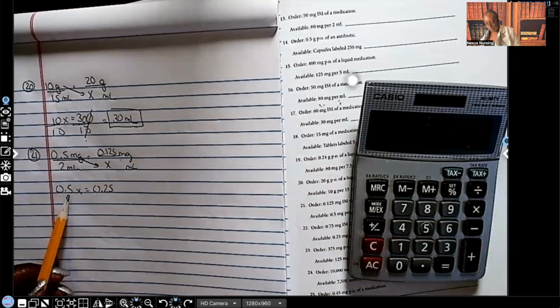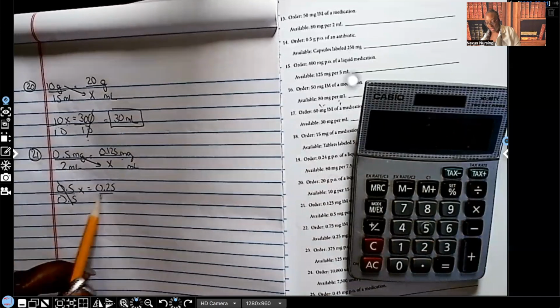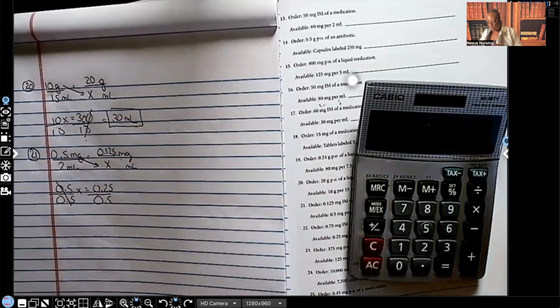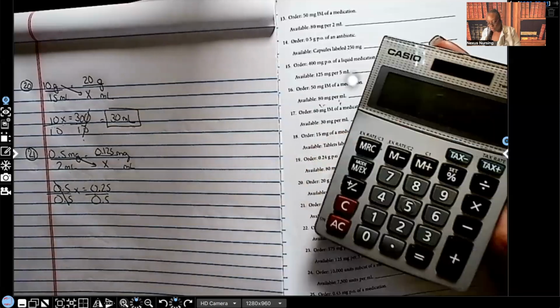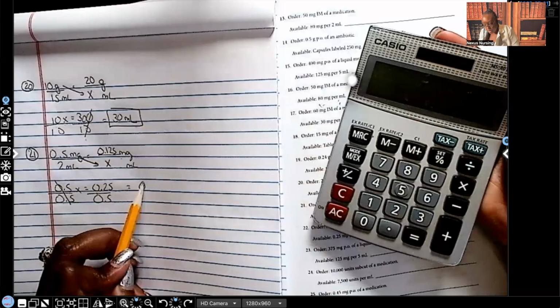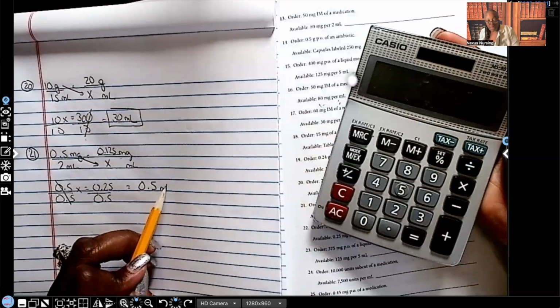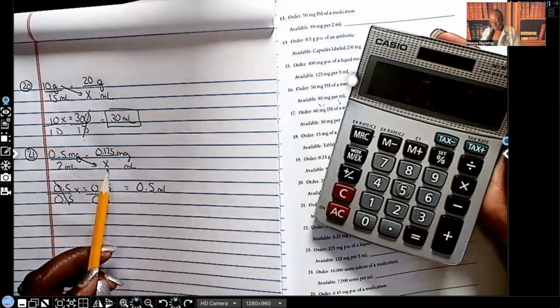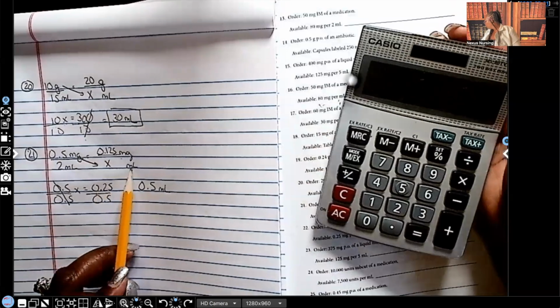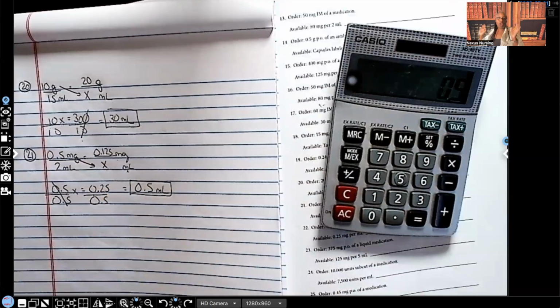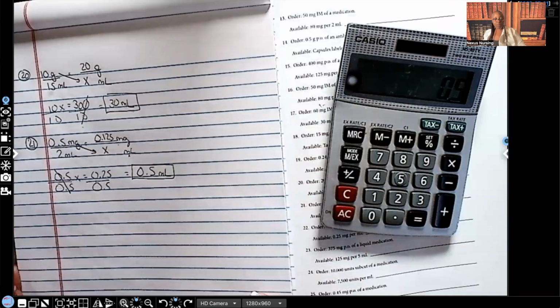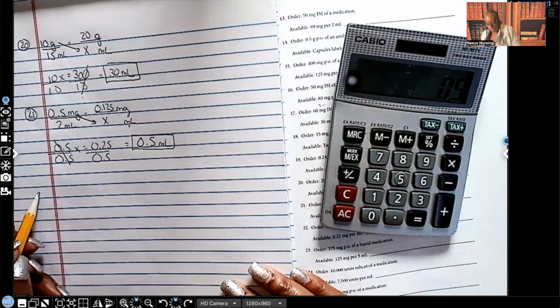I have to get X by itself, divide both sides by 0.5. So 0.25 divided by 0.5, that should give us 0.5. 0.5 what? mLs. Because remember, we're solving for X, which is our ml. That's our answer. Two more problems, guys. Let's do number 22.